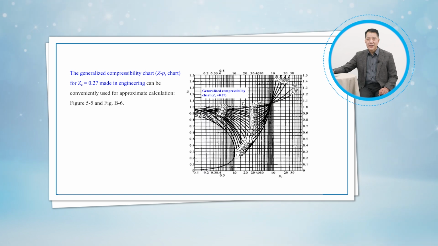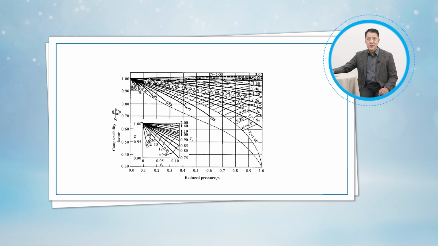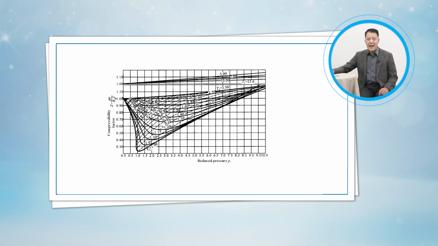The generalized compressibility charts for the critical compressibility factor Zc of 0.27 are shown in Figure 5.5 and Figure B6. More local enlarged views are shown next. This is the generalized compressibility chart for the large PR.